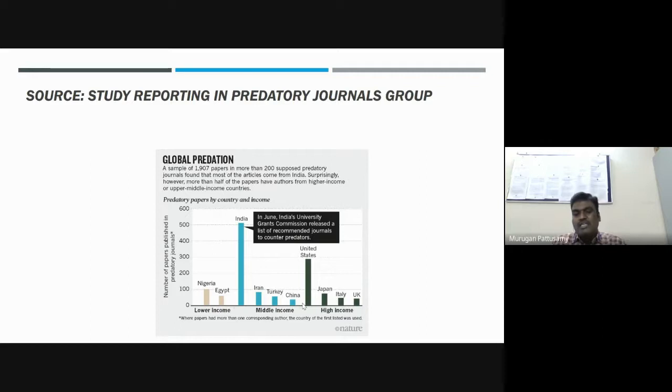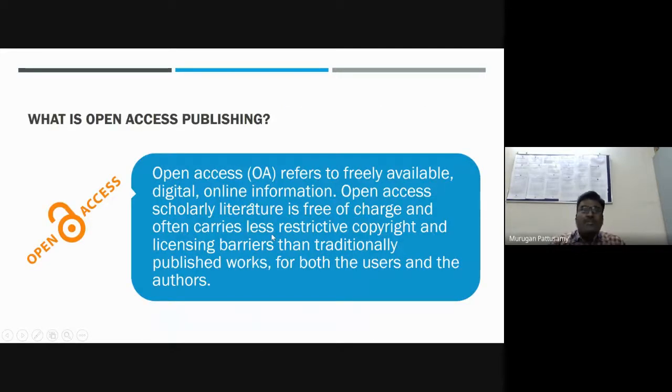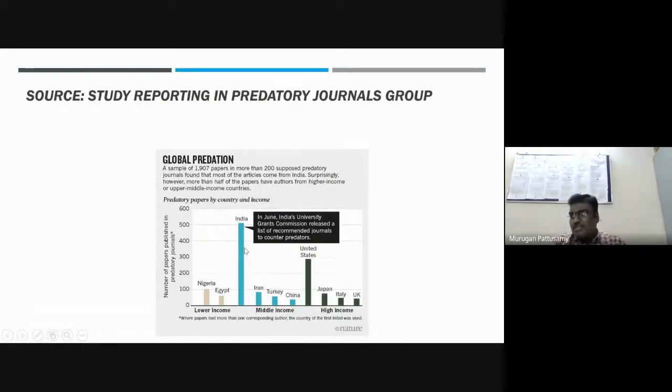If you look, India is topping the predatory journal publication. In June, India's University Grants Commission released a list of recommended journals to counter predators. But if you look at the predatory publication coming from Nigeria, Egypt, Iran, Turkey, China, United States, Japan, Italy, and UK, comparatively India is topping the list. Even though we come under the middle income group, our group is representing the entire predatory journal publication market.